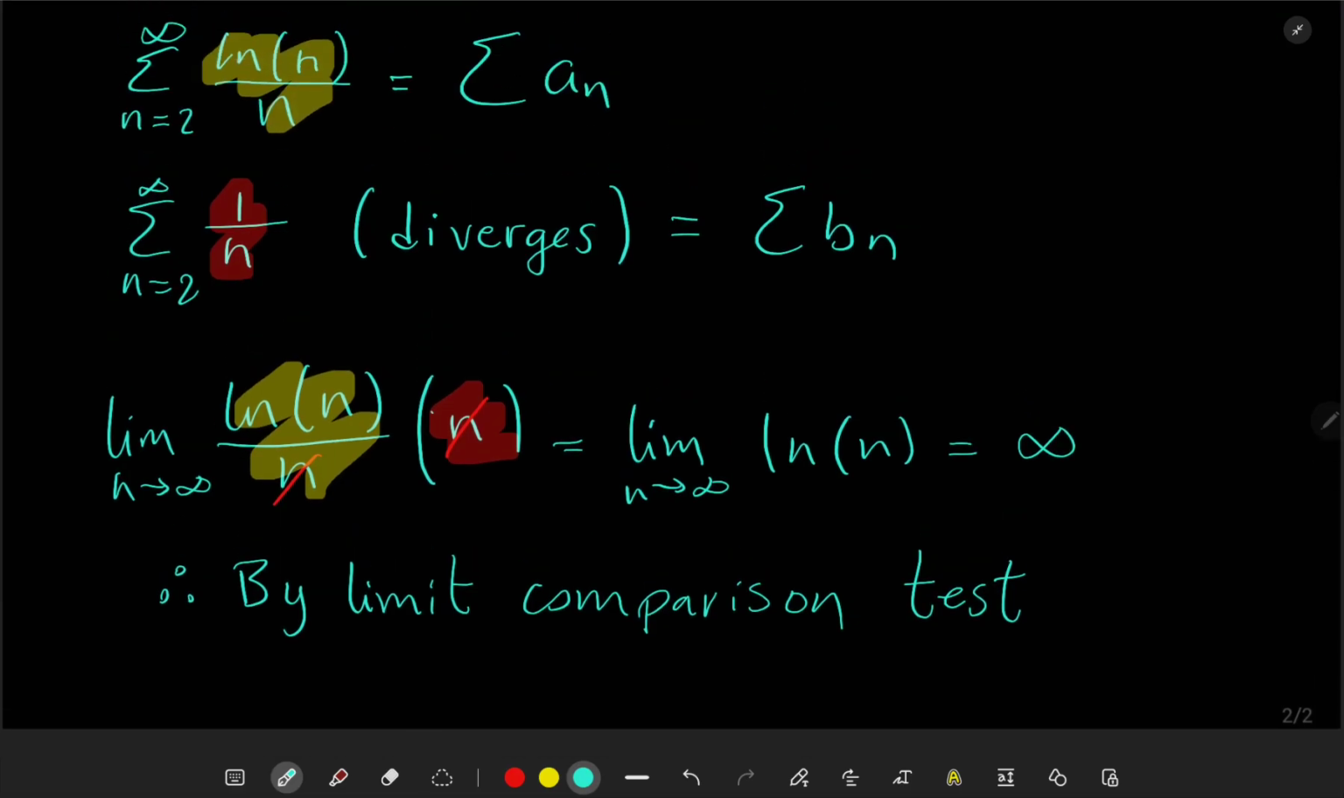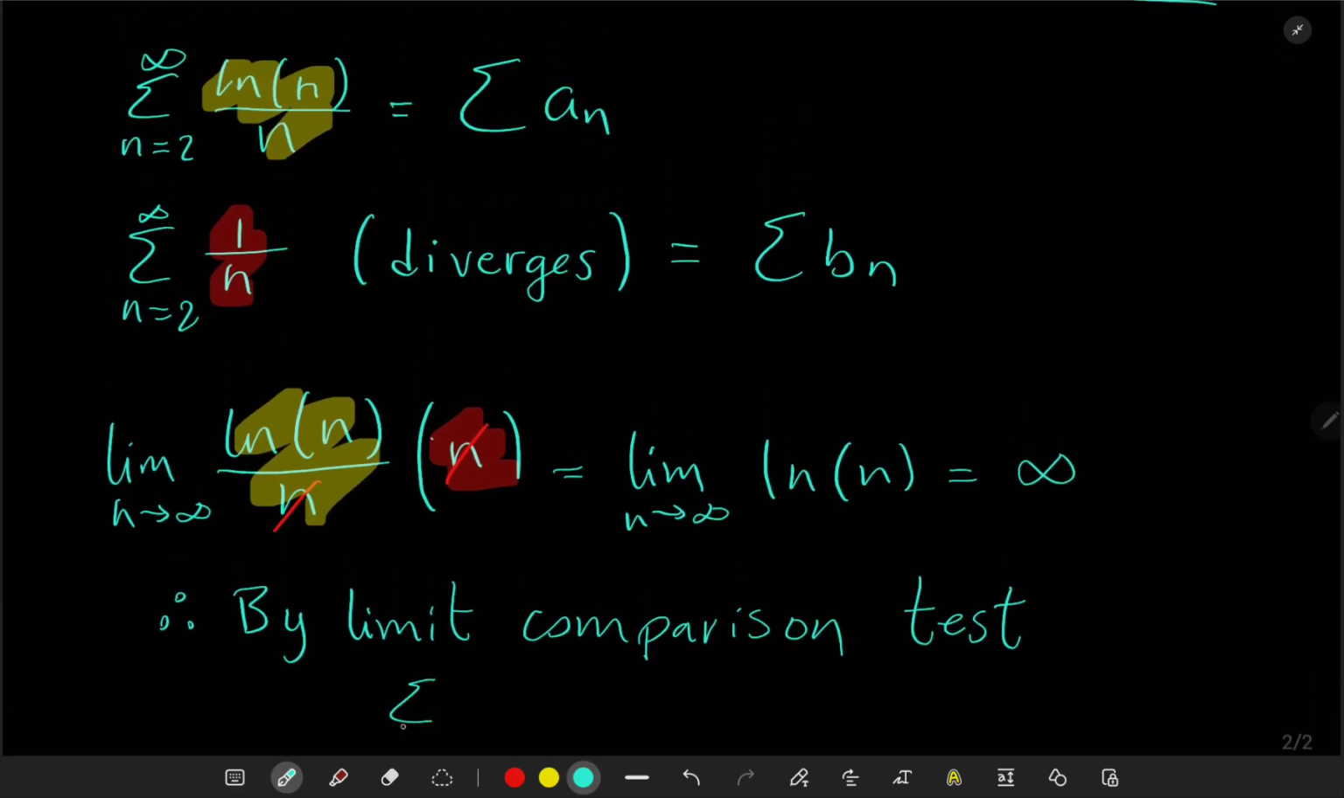we have that the sum from n equals 2 to infinity of natural log of n over n diverges. Now, as I said before, we could have used direct comparison for this one. Not the best example, but the mechanics of the solution are exactly the same.